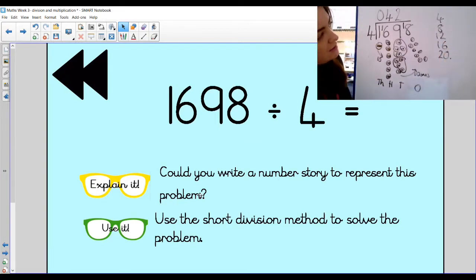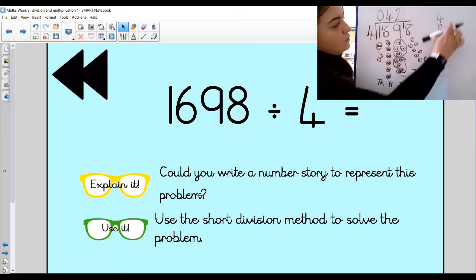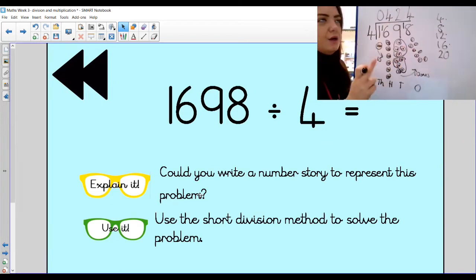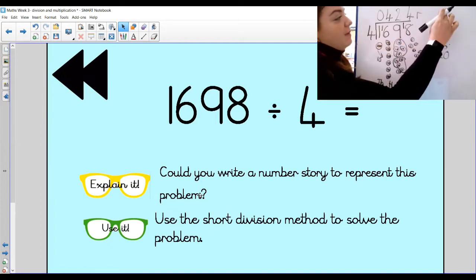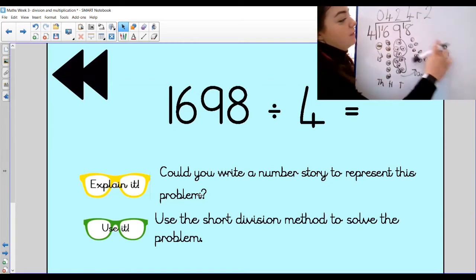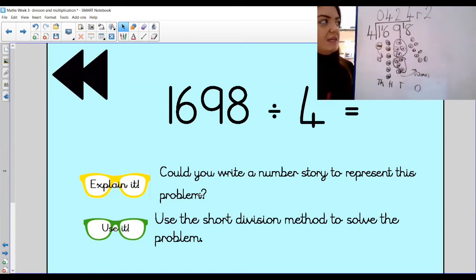Oh, okay. So 18 isn't in my 4 times table. It's not a multiple of 4. So I know that the closest is going to be 4. And I remember my learning from yesterday. What do I do if I still have some left over? What do we call them? We call them remainders. So I need my R. And how many do I have left? 2. Okay.